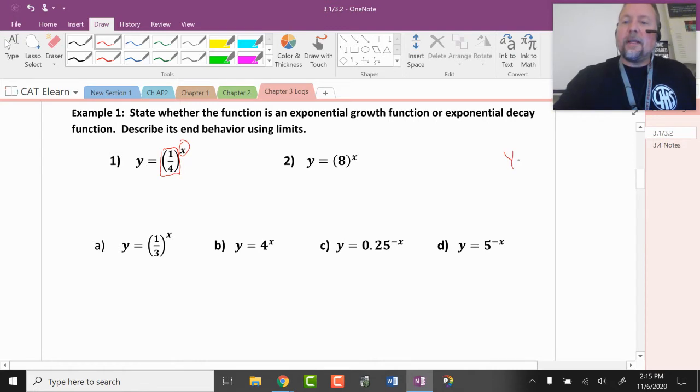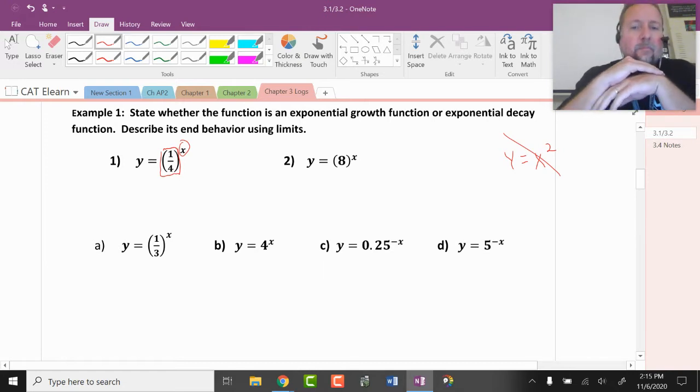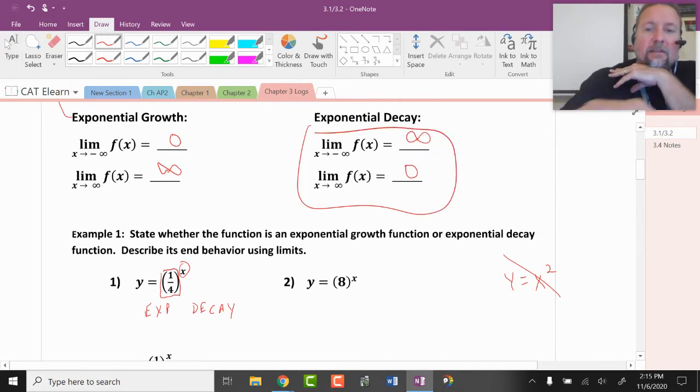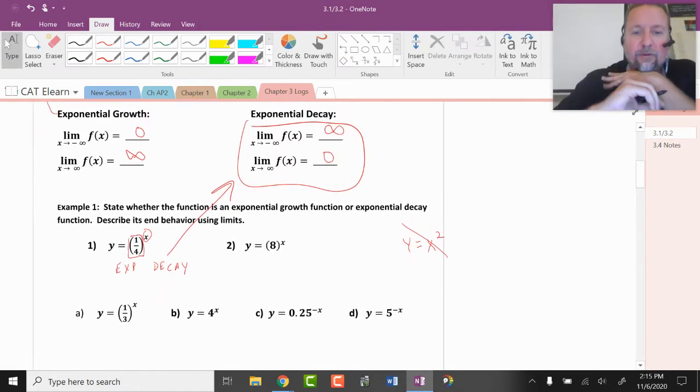So in a previous one on that Edpuzzle, y equals x squared. That ain't exponential. That's a quadratic. And so anyway, all of these are exponential. So this is an exponential decay. Exponential decay. And therefore, its end behavior limits will be this. Right? So that's what we're going to do.